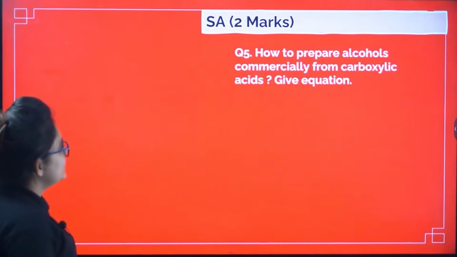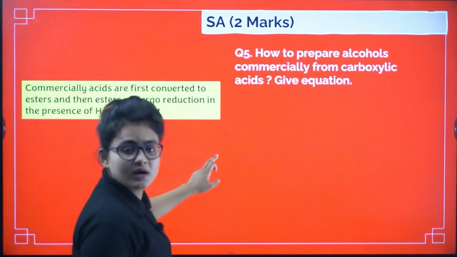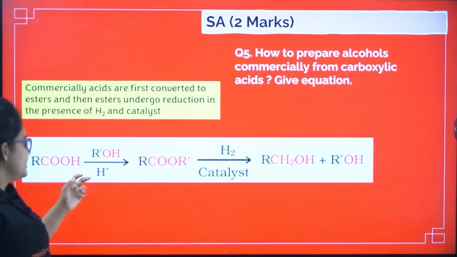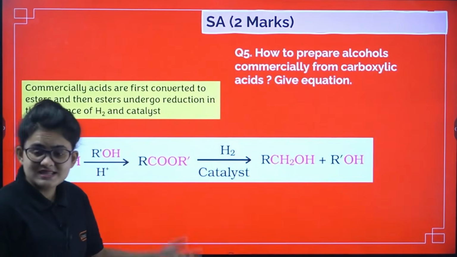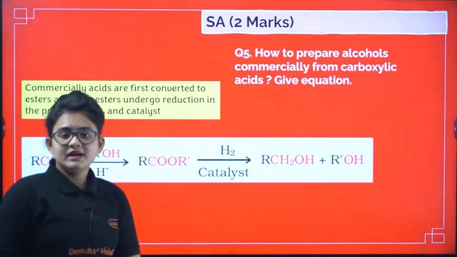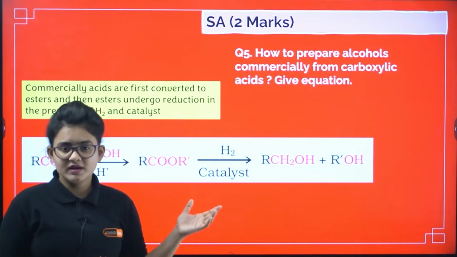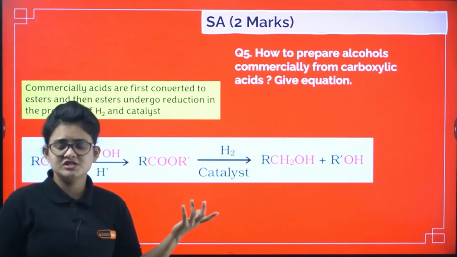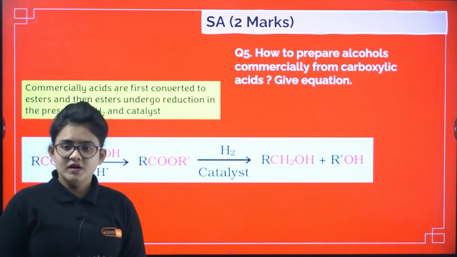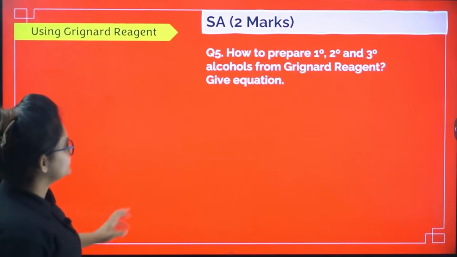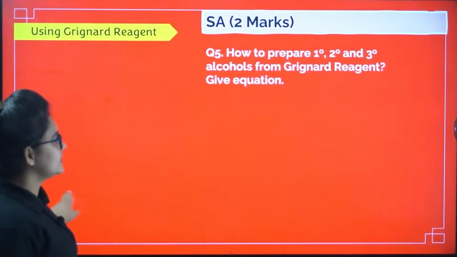Proceed. How to prepare alcohols commercially from carboxylic acid? We can do an esterification reaction. Here you can see you treat the acid with an alcohol, and you get the ester. Once you get the ester, it will undergo reduction or hydrogenation in the presence of a catalyst, and it will give you the alcohol. Let's proceed. How to prepare 1 degree, 2 degree and 3 degree alcohols from Grignard reagent.